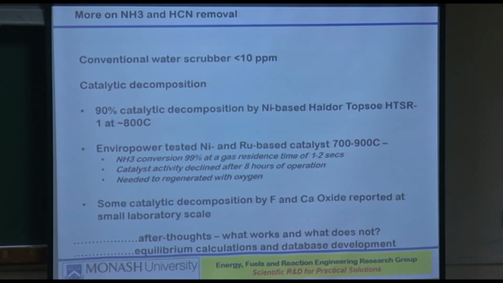Some catalytic decomposition by iron oxide and calcium oxide removal, that's small scale, or just clean that. Chlorine or iron? Oh, sorry, it's iron actually. It's iron, not chlorine. Iron oxide, calcium oxide removal. You can do that at any temperature above 500 degrees centigrade. But they haven't reported a fair bit of the laboratory based investigations. But they do work quite well.